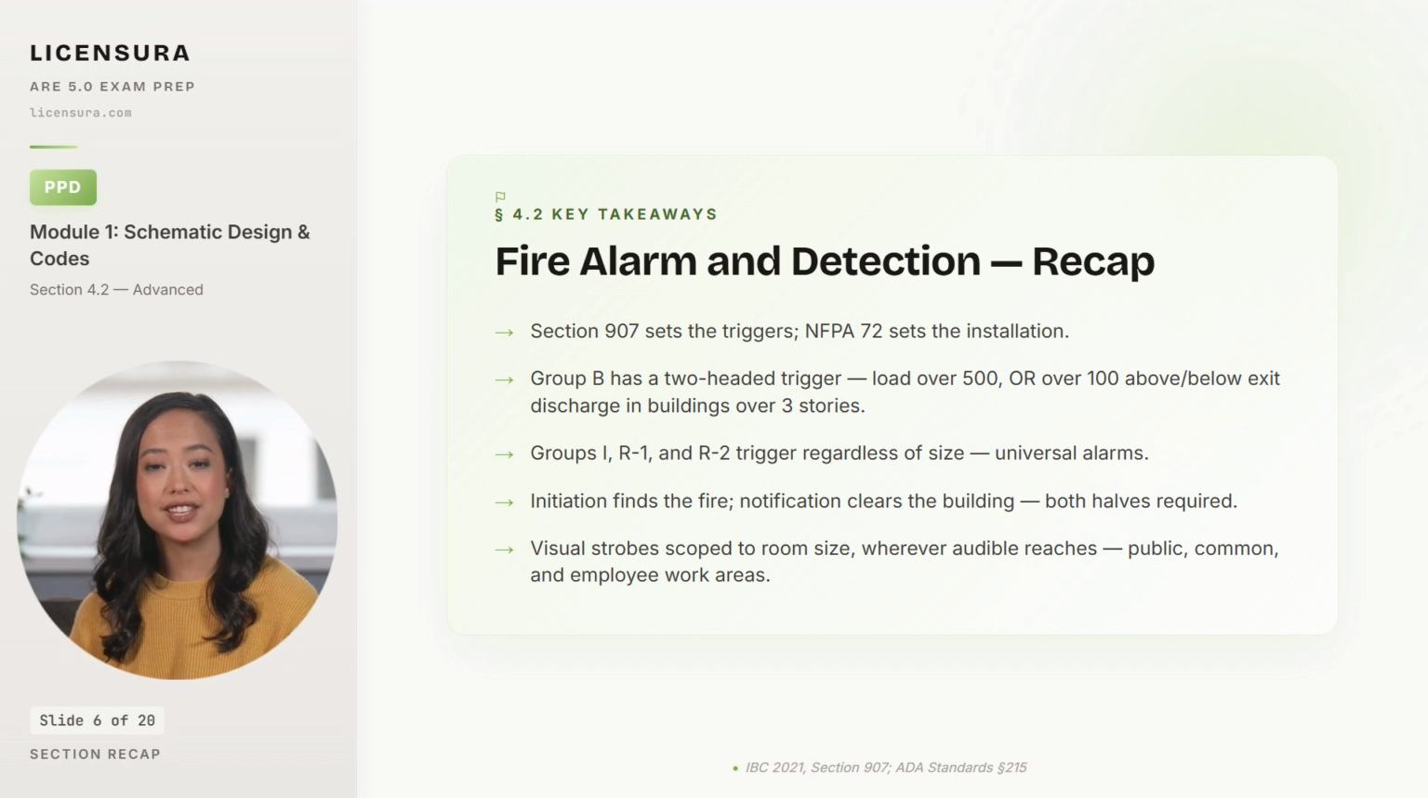For I occupancies, the package adds automatic detection on top of manual pulls. Fourth, the system has 2 halves. Initiation finds the fire through pull stations, smoke detectors, heat detectors, and duct detectors. Notification clears the building through horns and visual strobes. And skipping either half breaks the certification. And fifth, visual strobes are scoped to room size by candela rating, are required wherever audible is required, and reach public use, common use, and employee work areas alike.